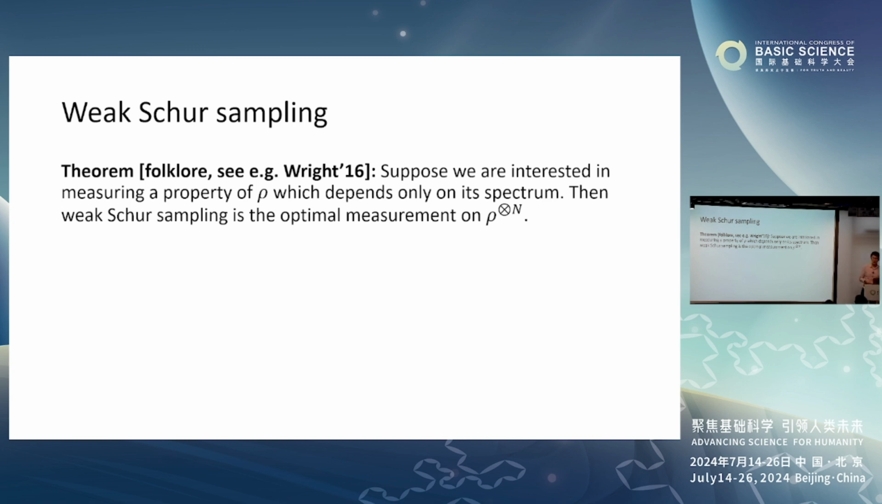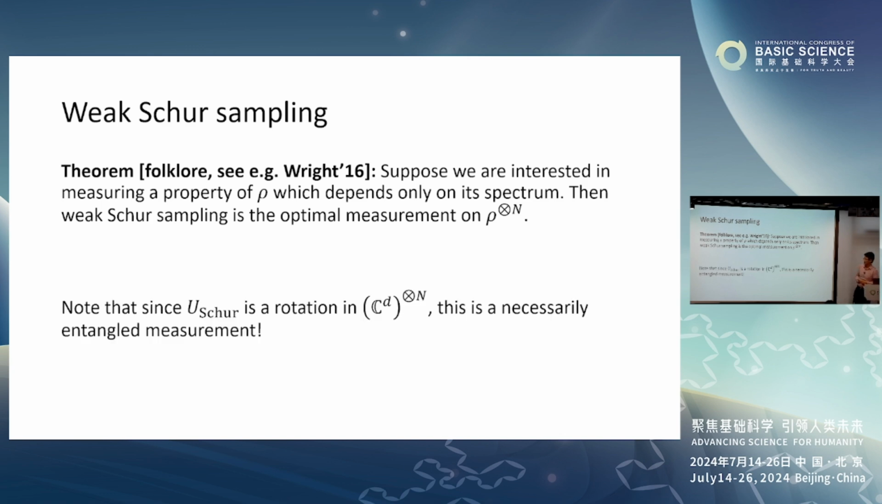And this also explains why it's useful to have entanglement. Because this U sub Schur is some rotation in the overall space C^D tensor n, which means to apply this rotation necessarily is an entangled measurement. The overall measurement must be entangled. So this is why entanglement is useful. Hopefully that made at least some high-level sense, even if you don't know representation theory.